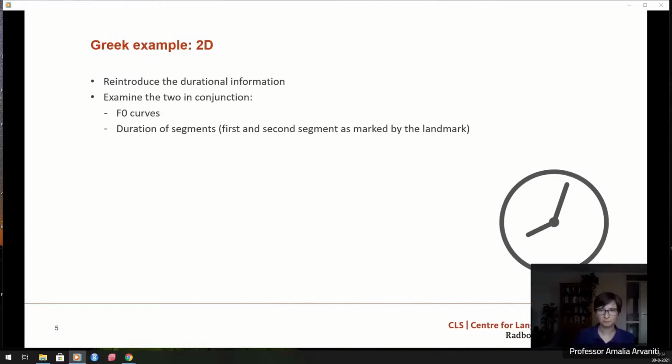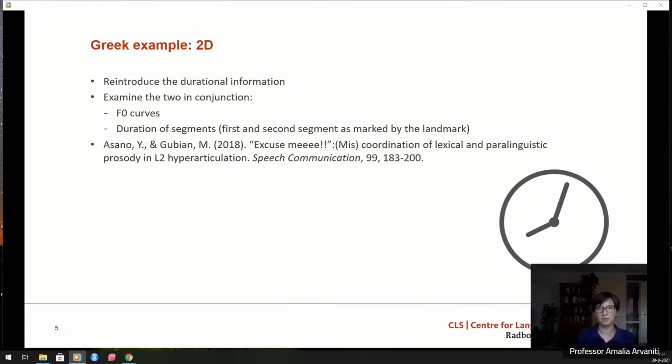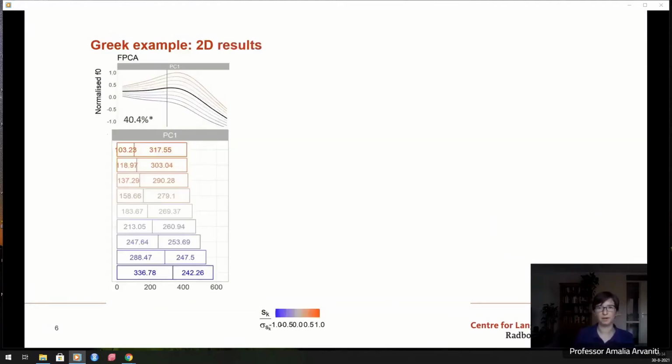So that is going to be reintroduced so we can interpret the F0 curves in conjunction with the duration of the segments. And here I want to mention this paper because it has an example of 2D FPCA to help you understand it better. So we're going to go back into our Greek data and show you what happened there. Okay, so hopefully by now you're familiar with the top plot of the PC1 F0 curves. And what I want to highlight here is the bottom part, which is the new part for us.